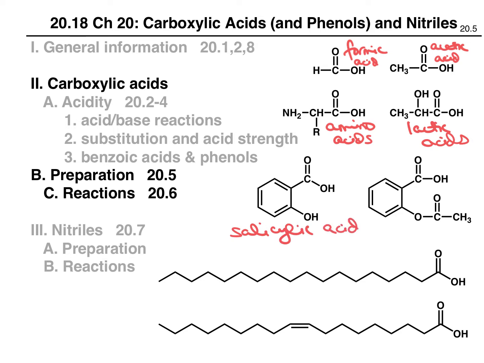which could be extracted out of willow bark and used as a pain reliever, but it was a little bit harsh on the stomach, so then the acetyl ester of it was produced. This is acetyl salicylic acid. It has the same pain relieving properties, but it does not affect the stomach in the same way. This is better known as aspirin.